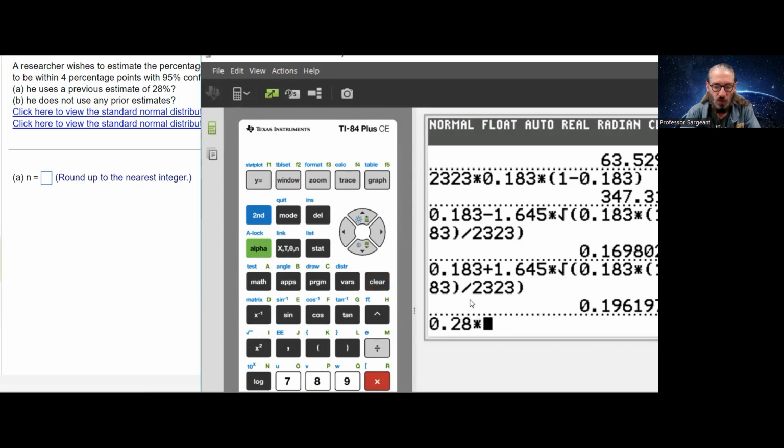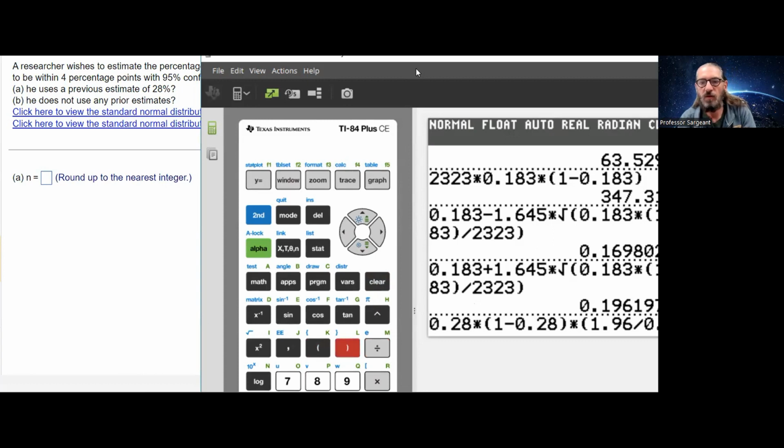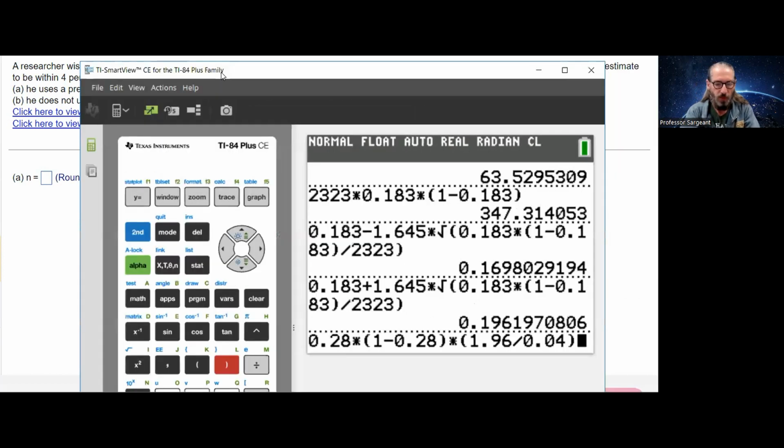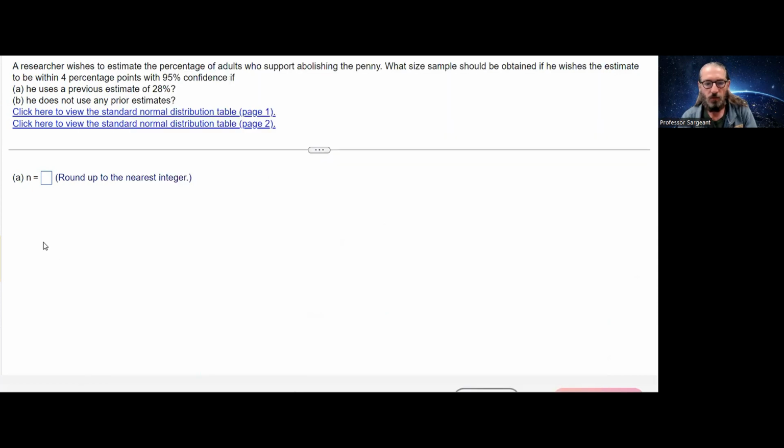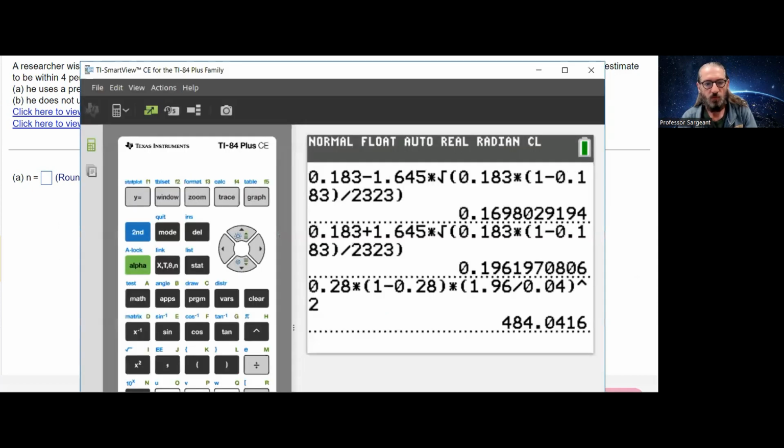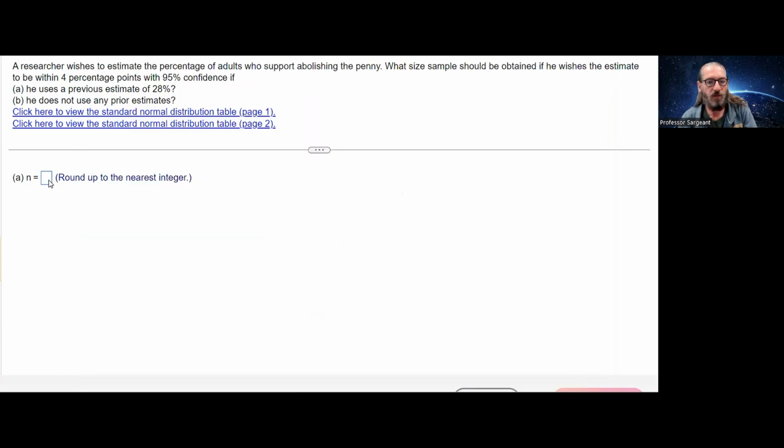0.28 times 1 minus 0.28 times, in parentheses, the critical z value 1.96 divided by the margin of error. I think I need that as a decimal, just like the 28%. That whole thing in parentheses is getting squared. Round that up to the nearest integer. So that's going to round up to 485.